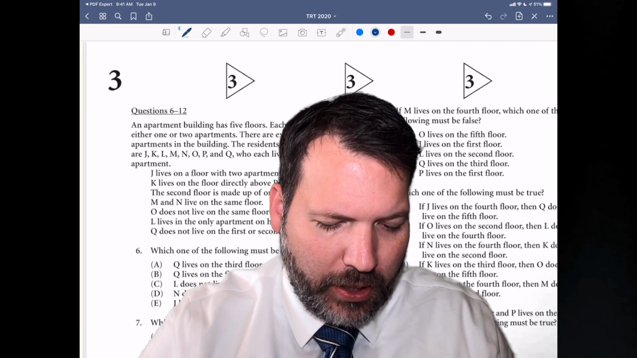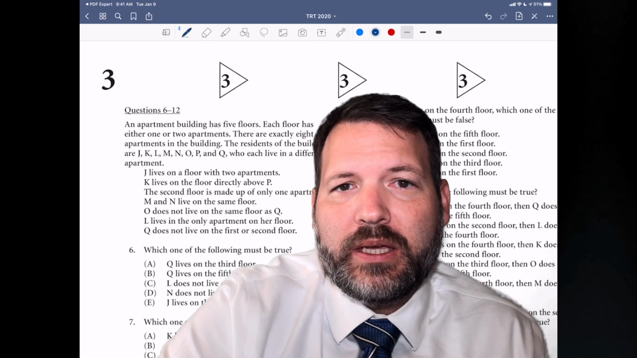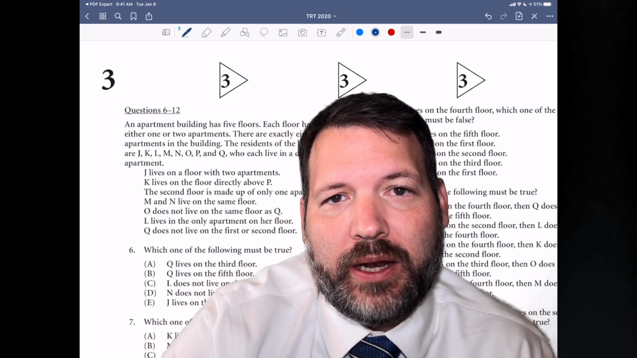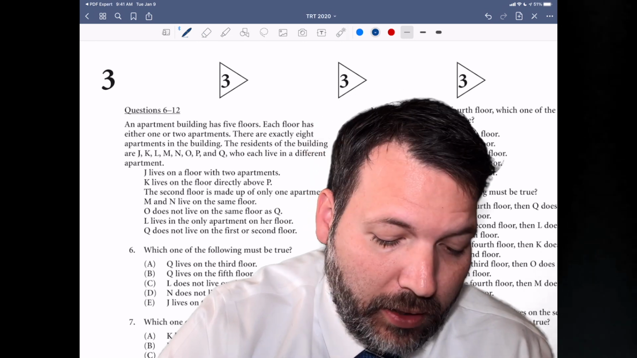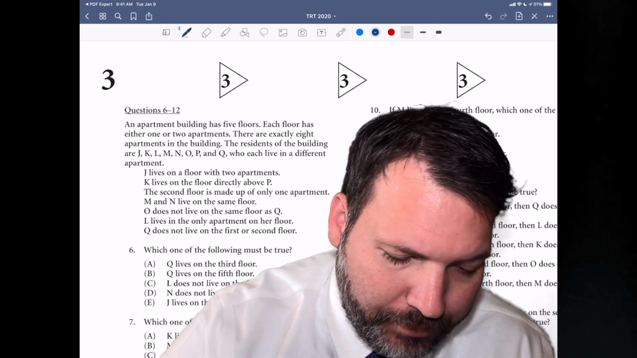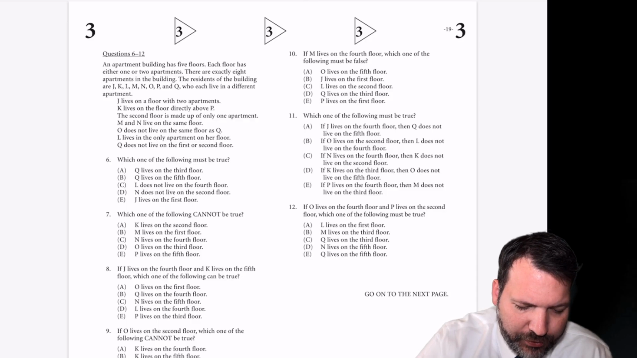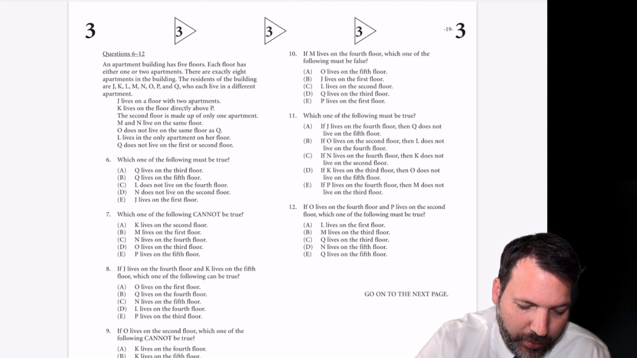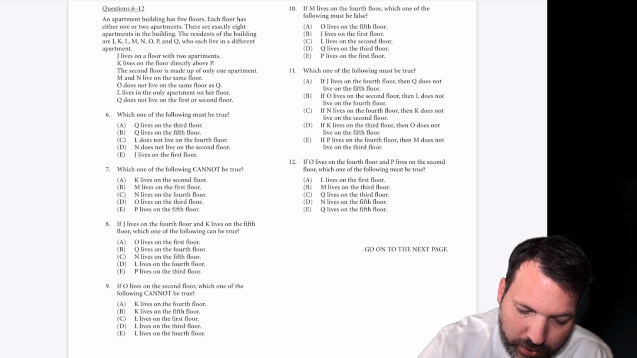All right, I am looking at, as should you be, the second game from the October 1991 PrepTest, that is PrepTest 2, in the 3rd section overall. An apartment building has 5 floors. Each floor has either 1 or 2 apartments. There are exactly 8 apartments in the building. The residents of the building are J, K, L, M, N, O, P, and Q, who each live in a different apartment. Let's see, what can we do here?